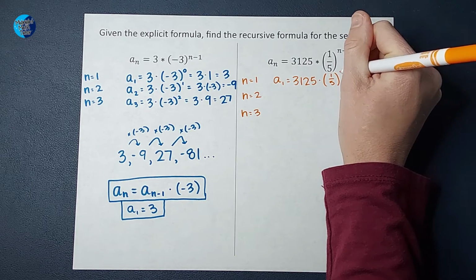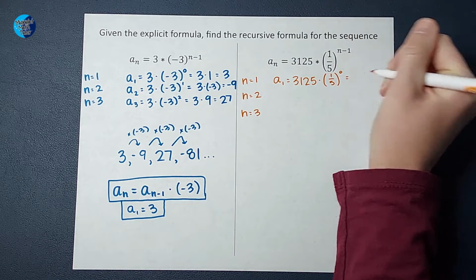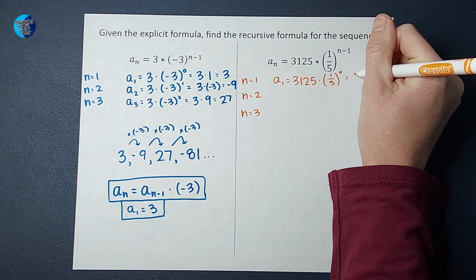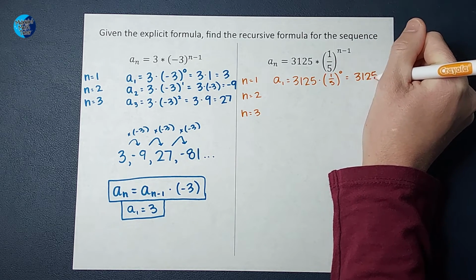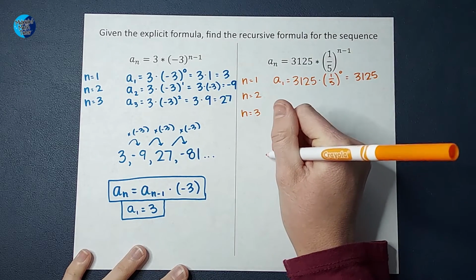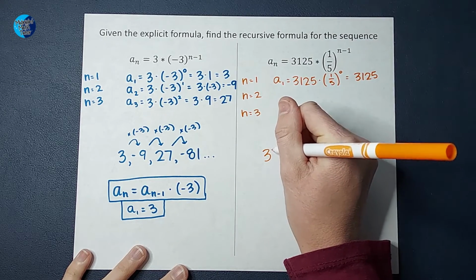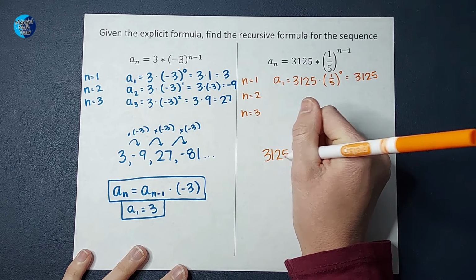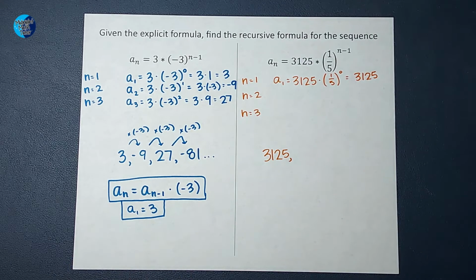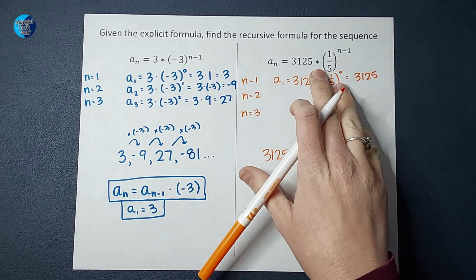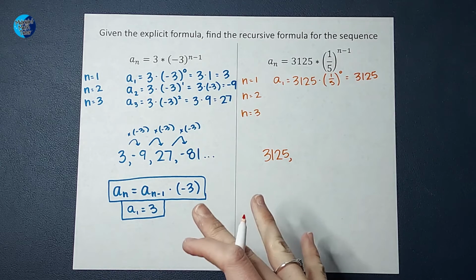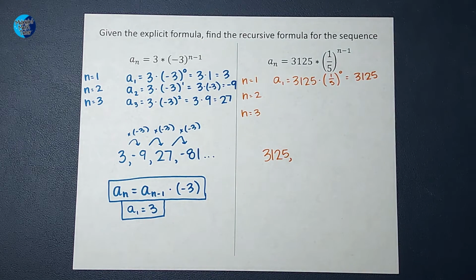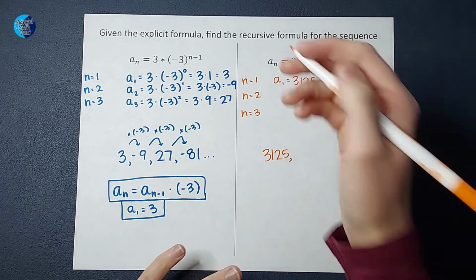1 minus 1 is 0. Anything to the power of 0 is 1. So I'm just left with 3,125. So the first number in my sequence is 3,125. Now, as you do these more and more, you're probably going to pick up on these patterns. Like maybe you were like, oh, I could have told you that was going to be the first number without going through all of that work. As you do it more and more, you'll probably get to that point, which is great.